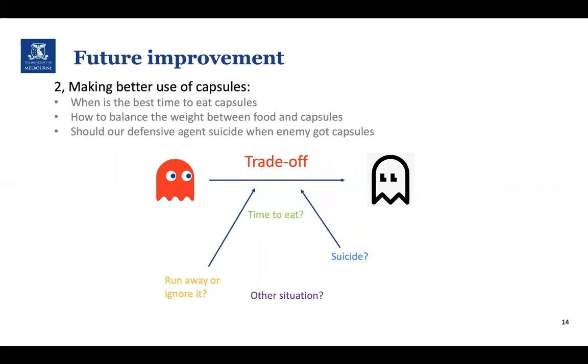The second is to make the best use of capsules. Pacman will obtain an invisible state when eating capsules, but right now our Pacman does not make good use of a capsule, especially when being chased by enemies. So when is the best time to eat capsules, and how to balance the weight between food and capsules? And should our defensive agent suicide when the enemy gets capsules? These are still problems waiting to be solved.